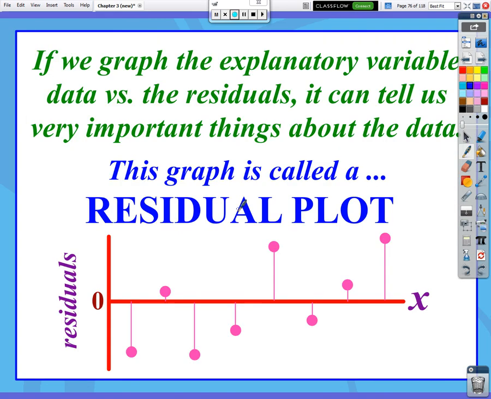All right, so new topic. If we graph the explanatory data versus the residuals, it can tell us very important things about the data. And this particular graph is called a residual plot. Now, typically with a residual plot, you don't see these little lines in here, so don't imagine that you would actually see those. But each of those little lines represents the residual that we calculated earlier.